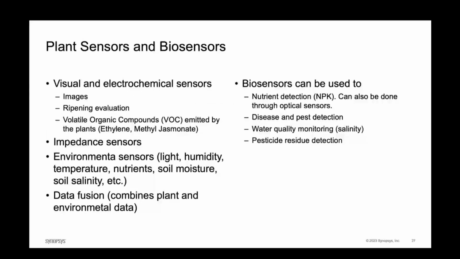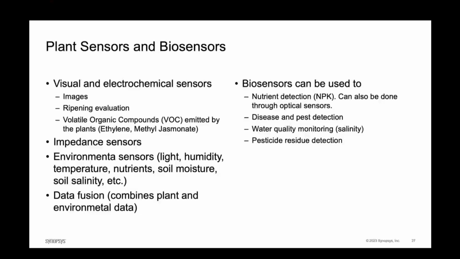For plant sensors and biosensors, we have different electrochemical sensors, images, and VOC, volatile organic compounds, in the plants, such as ethylene and methyl. We have the impedance sensor, the environmental sensors, and data fusion that combines the plant and the environmental data. And biosensors can be used for nutrient detection. This is very important because fertilization provides NPK, nitrogen, phosphorus, and potassium, to the soil.